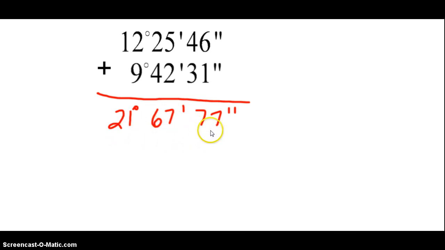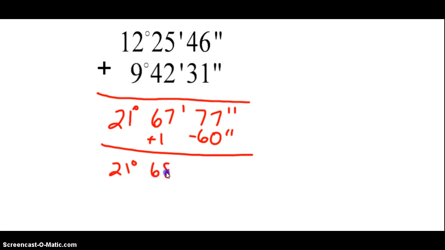So to simplify, we're going to start on the right-hand side, and I have over 60 seconds here. So I actually have a minute that's hidden within these seconds. So I'm going to subtract 60 seconds and add on 1 minute. So I get 21 degrees, 68 minutes, and 17 seconds.